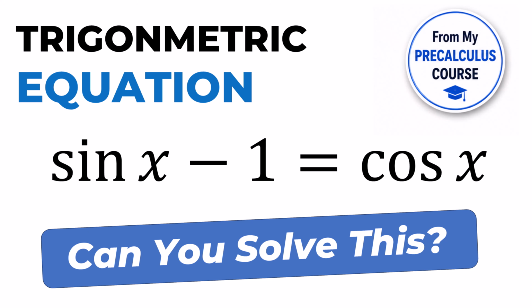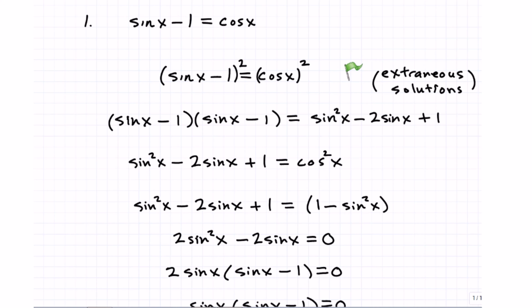All right, so let's go ahead and take a look at the solution to this problem. Here's our first one. We've got sine x minus 1 equals cosine x. So we have two different trigonometric functions, sine and cosine. How do we handle that?